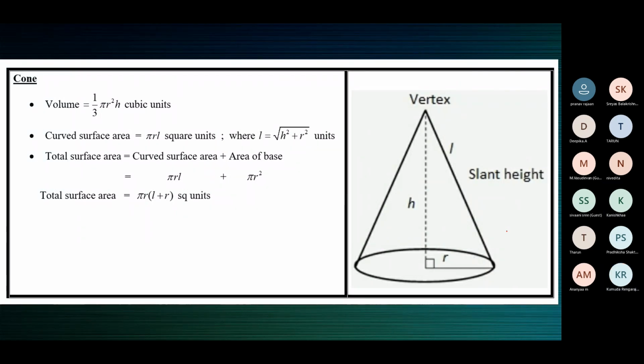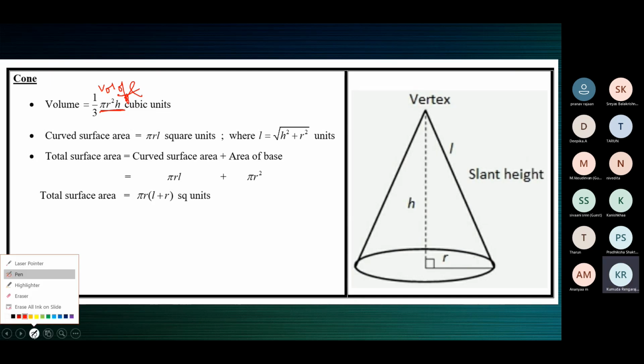Okay. That's why we have the formula like this. Volume of the cone is 1/3 pi r square h. Volume of cylinder is pi r square h. All right, so that's about volume. Next, curved surface area.